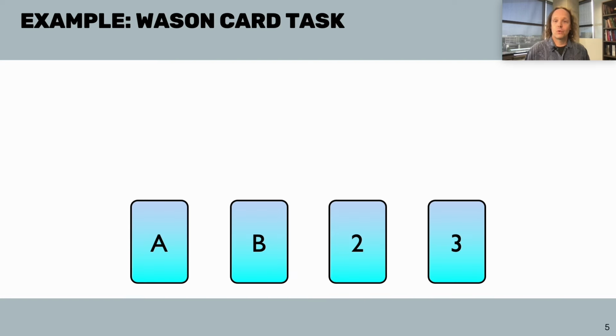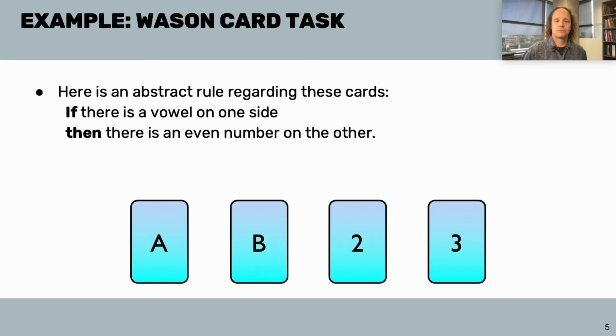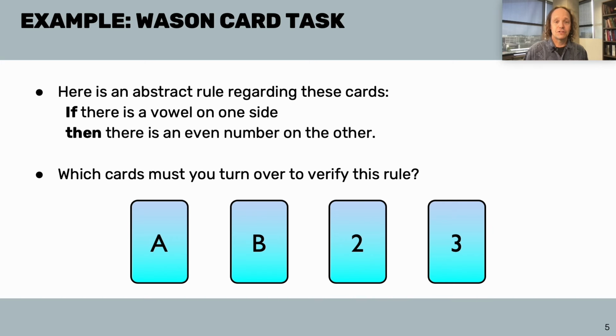Here's a task called the Wason card task. So you're confronted with 4 cards. On every card, there's a letter on one side of the card and a number on the other side. Now I'm going to give you an abstract rule about these cards, and your job is to determine which cards do you have to turn over in order to determine that the rule is true or not of these cards. Here's the rule. If there's a vowel on one side, then there has to be an even number on the other side. Remember, your challenge is to determine which cards you must turn over in order to verify this rule. You can pause the video here for a moment, or maybe you've already figured it out.